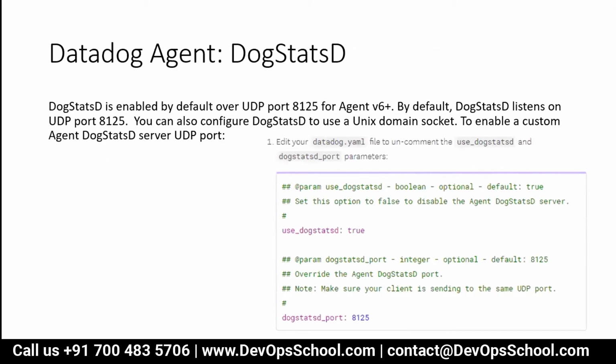Now DogStatsD is enabled by default when you install the agent, over the UDP port 8125, from agent version 6 plus. Okay, 8125. And you can customize it if you want, but that's the default one which you have.